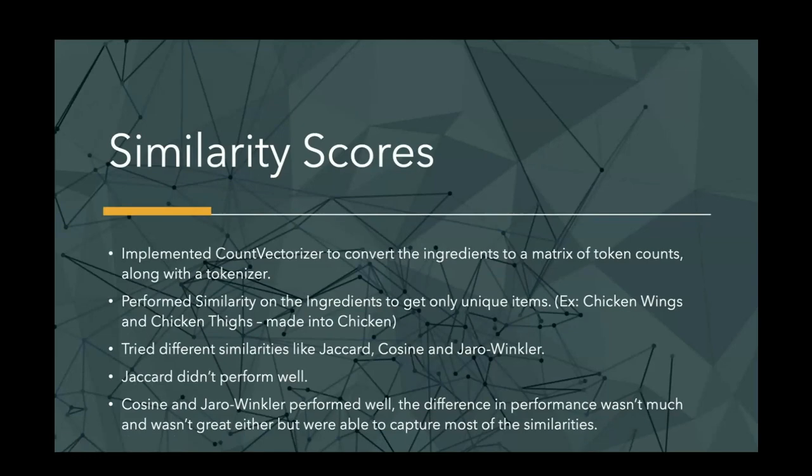Jaccard didn't perform well because it checks the similarity of positions of each and every letter rather than the words. But Cosine and Jaro-Winkler performed well. The difference wasn't much, but not bad either. They were able to capture most of the similarities. But we proceeded with the Jaro-Winkler similarity score.